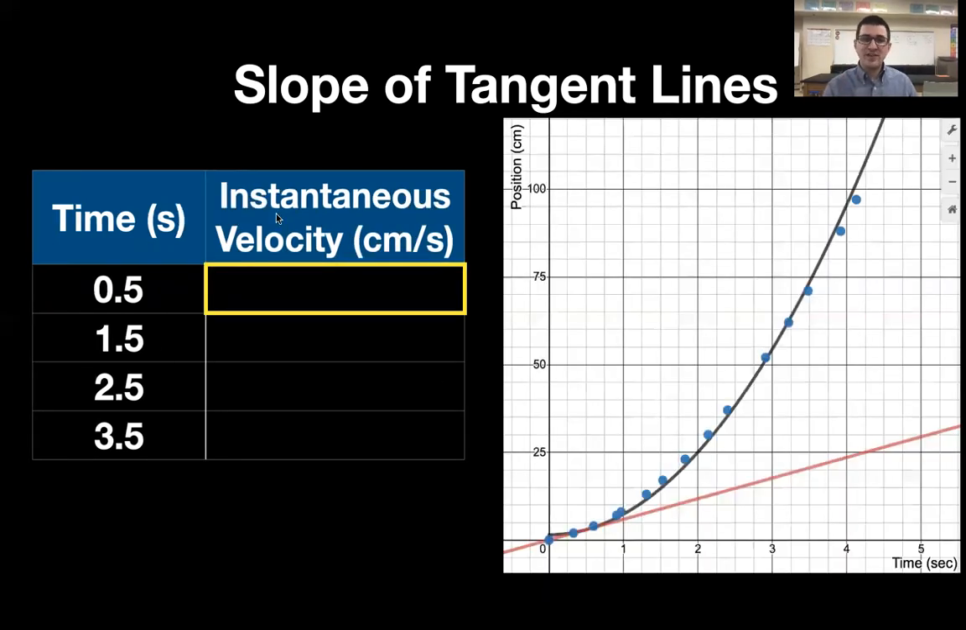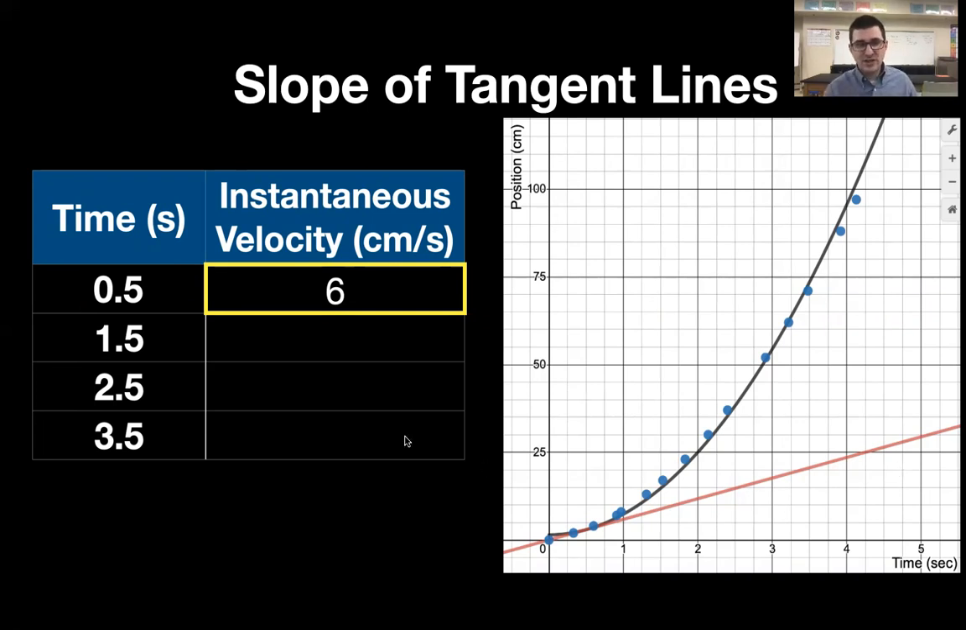So in order to find the instantaneous velocity at 0.5 or 1/2 of a second, we have to draw a tangent line right there at 1/2 a second. And then when we draw the tangent line to the curve at 1/2 a second, we can find the slope of that tangent line by choosing 2 points on the line. Maybe this one might be good, and then this one right here. And when I do the rise over run of those 2 points, I find that at half a second, the instantaneous velocity was 6 centimeters per second.